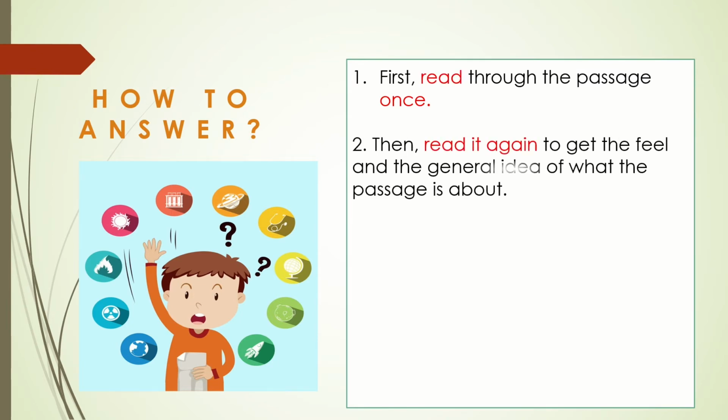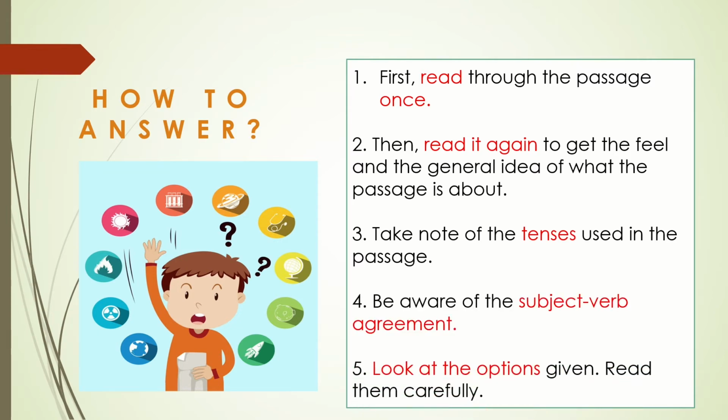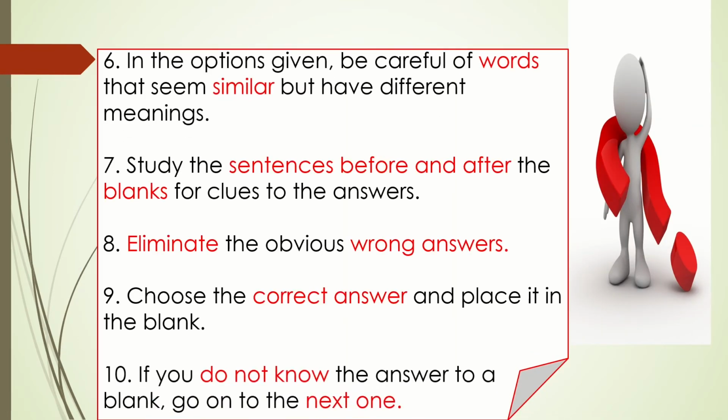First, read through the passage once, then read it again to get a feel and the general idea of what the passage is about. Number 3, take note of the tenses used in the passage. Number 4, be aware of the subject-verb agreement. And number 5, look at the options given, read them carefully. In the options given, be careful of words that seem similar but have different meanings. Study the sentences before and after the blanks for clues to the answers.